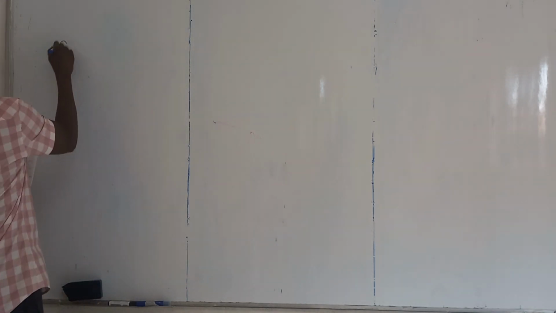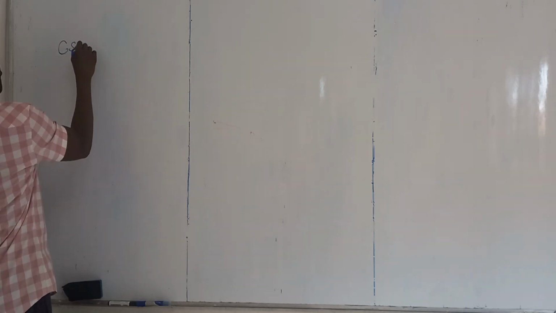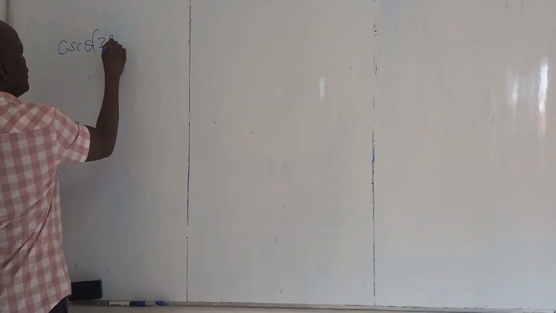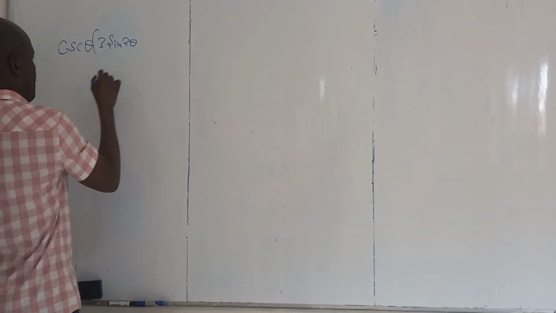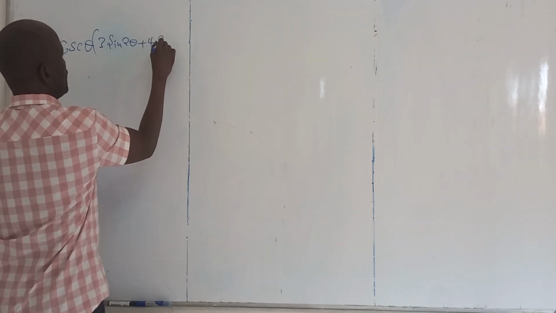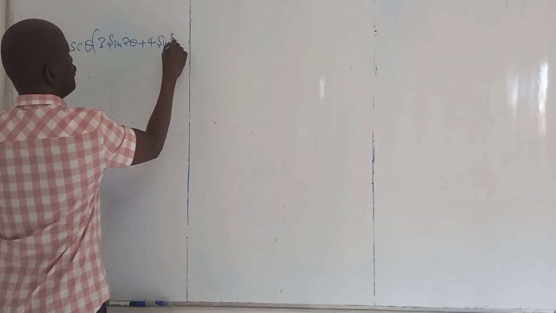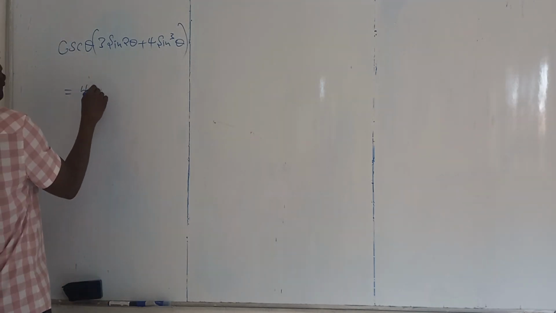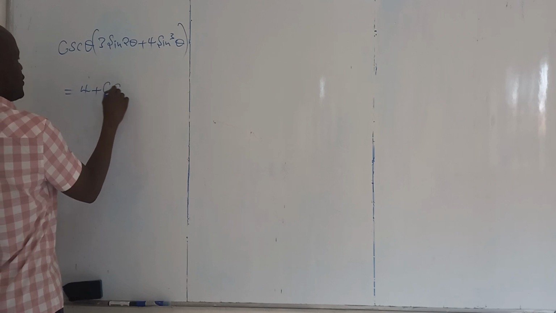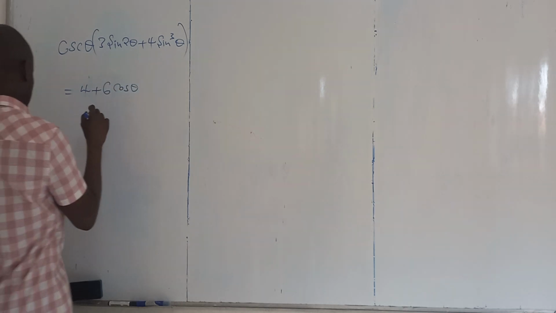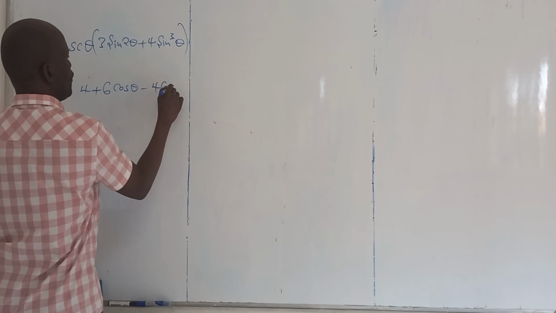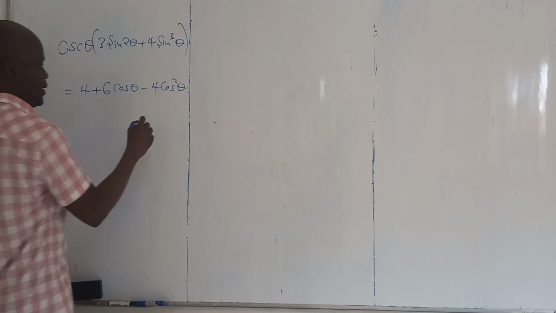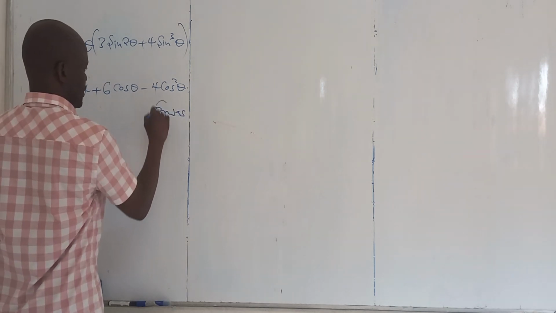So show that cosec of theta into 3 sine 2 theta plus 4 sine cubed theta is equal to 4 plus 6 cos theta minus 4 cos squared theta. So you're supposed to show that. That should be 3 marks, as you have seen.